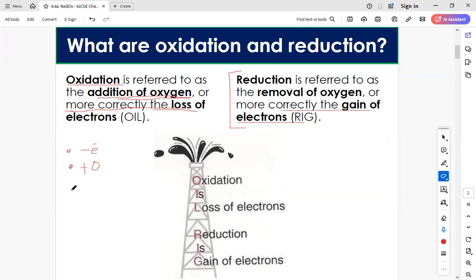Besides this, we can also say that we have lost hydrogen. Loss of hydrogen is also termed as oxidation. Why is loss of hydrogen termed as oxidation?